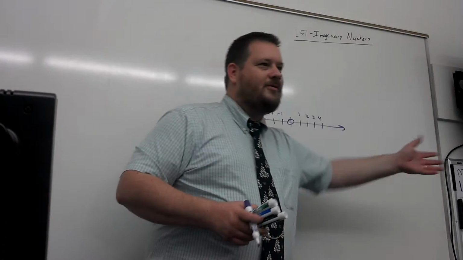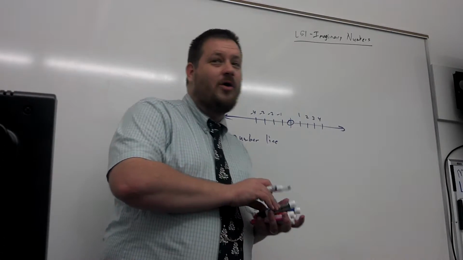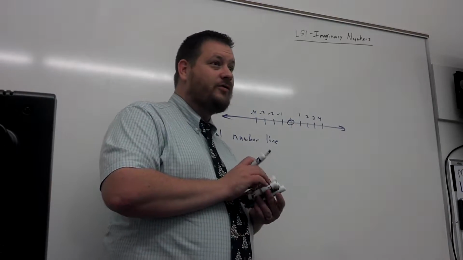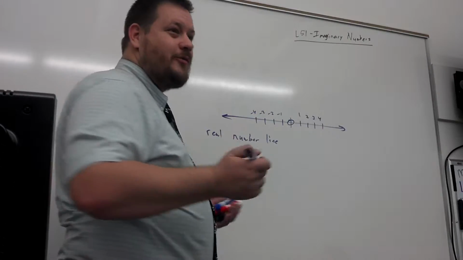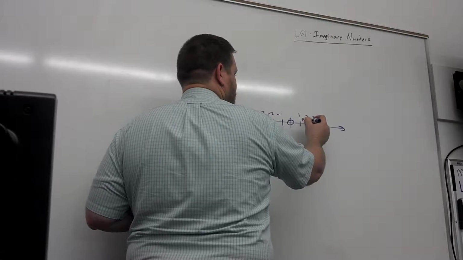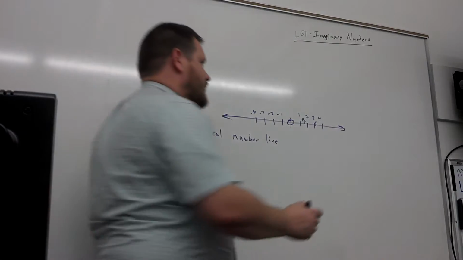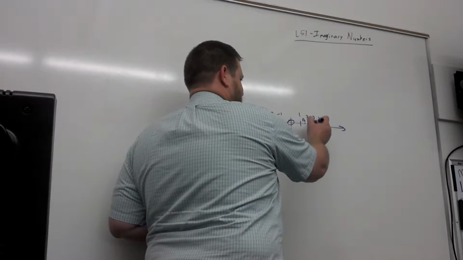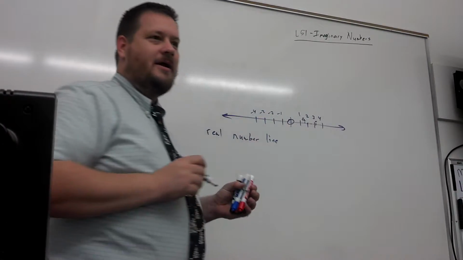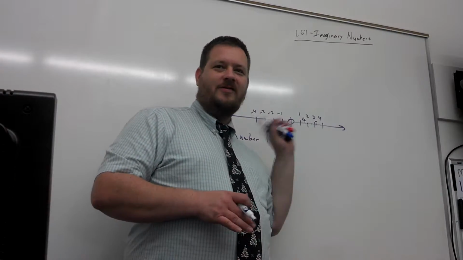We've got positive numbers, negative numbers, integers, fractions, decimals, rational numbers, and irrational numbers. Like the square root of 2 is irrational. Then you have zero somewhere around here. Square root of 2 is about here, pi is about here, the number 2 is right here, and 2.5 is right here. All the real numbers are on this line.